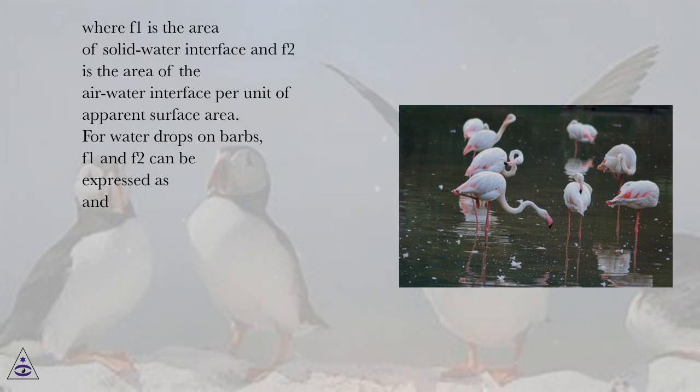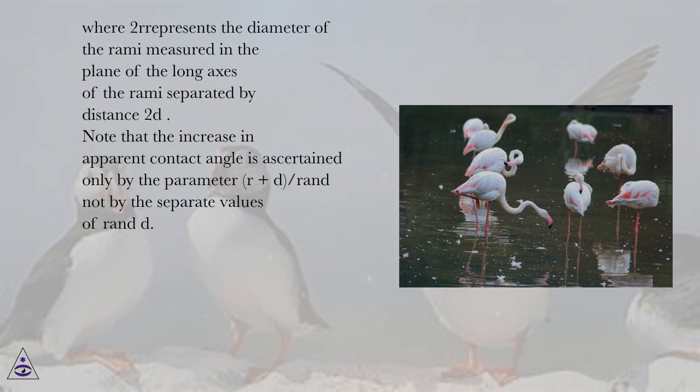Equation 1, where F1 is the area of solid-water interface and F2 is the area of the air-water interface per unit of apparent surface area. For water drops on barbs, F1 and F2 can be expressed as Equations 2a and 2b, where r represents the radius of the rami measured in the plane of the long axis of the rami separated by distance 2d. Note that the increase in apparent contact angle is ascertained only by the parameter (r+d)/r, not by the separate values of r and d.